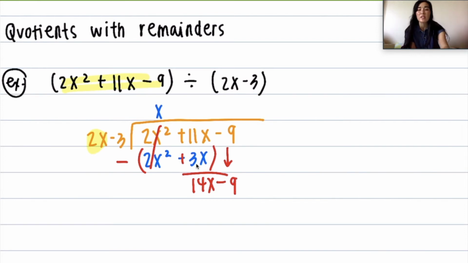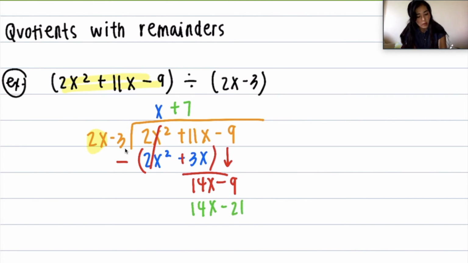All right, so same next step here. 2x times what is going to give us 14x? So here it would be 2 times 7 gives us 14. So let's go ahead and put that as a plus 7 since it's positive. And then again, remember now it's 7 times this whole term. So 7 times 2x is 14x. And then 7 times negative 3, so take that sign, is going to be negative 21.